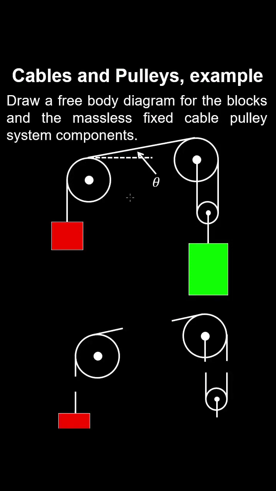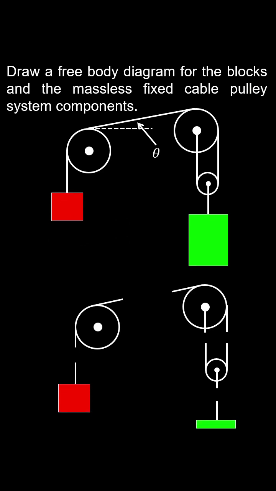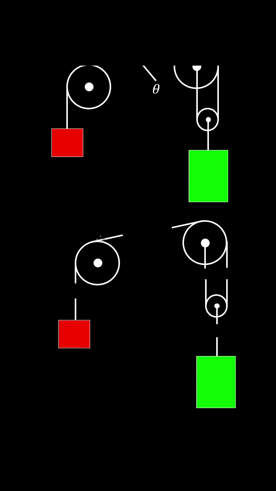Let's draw a free body diagram for the blocks and the massless fixed cable pulley system components. So if we isolate the components, and because the components of the cable and pulley system are massless, then the tensile force in the cable is uniform. And by applying Newton's second law to this pulley, well, the mass of the cable and pulley is 0, so therefore the tensile force in this cable must be equal to the tensile forces in the upper cable. And therefore this force on the block is also 2Ft.